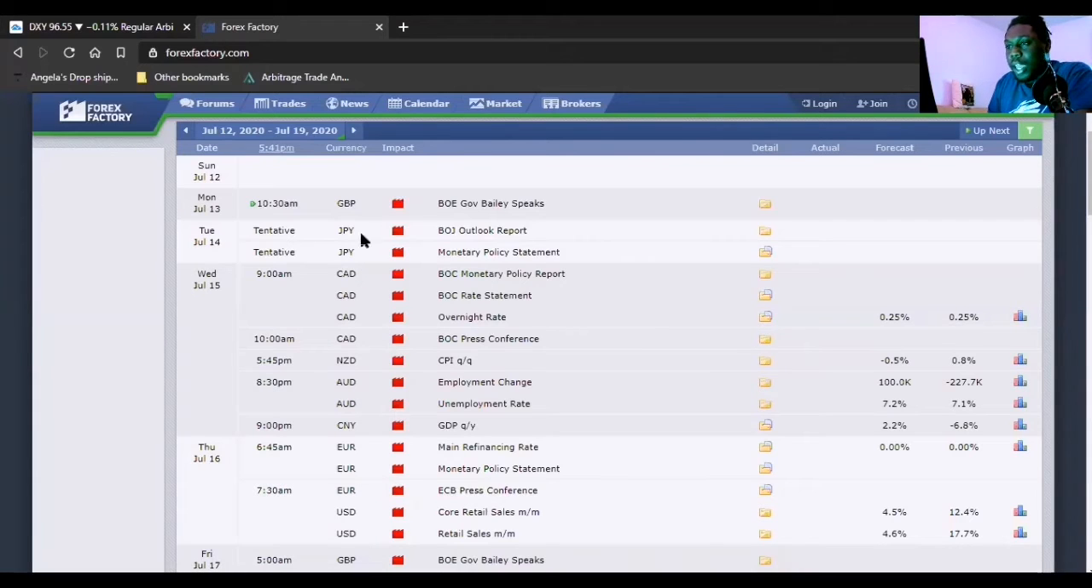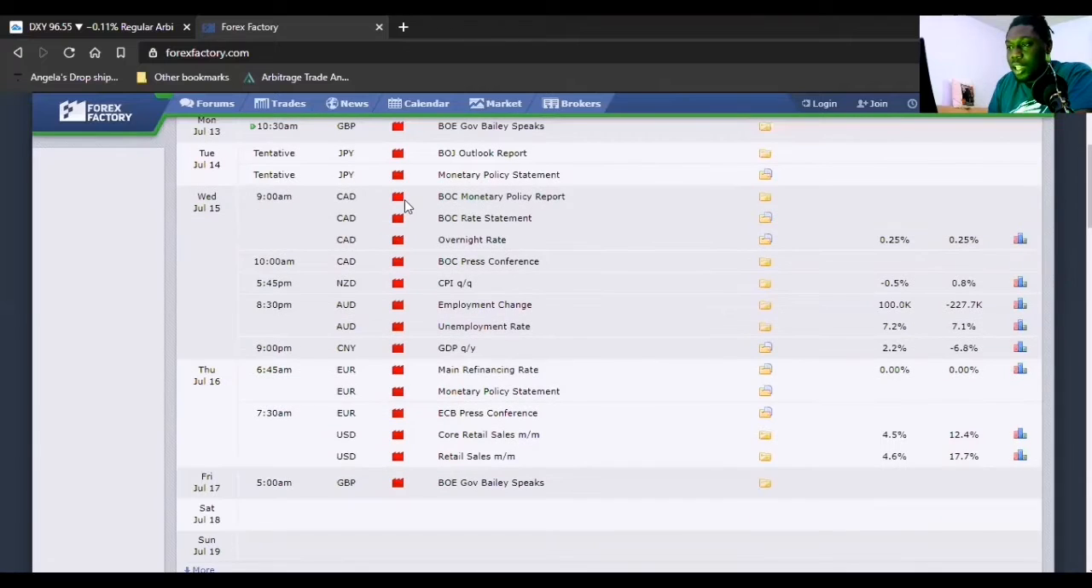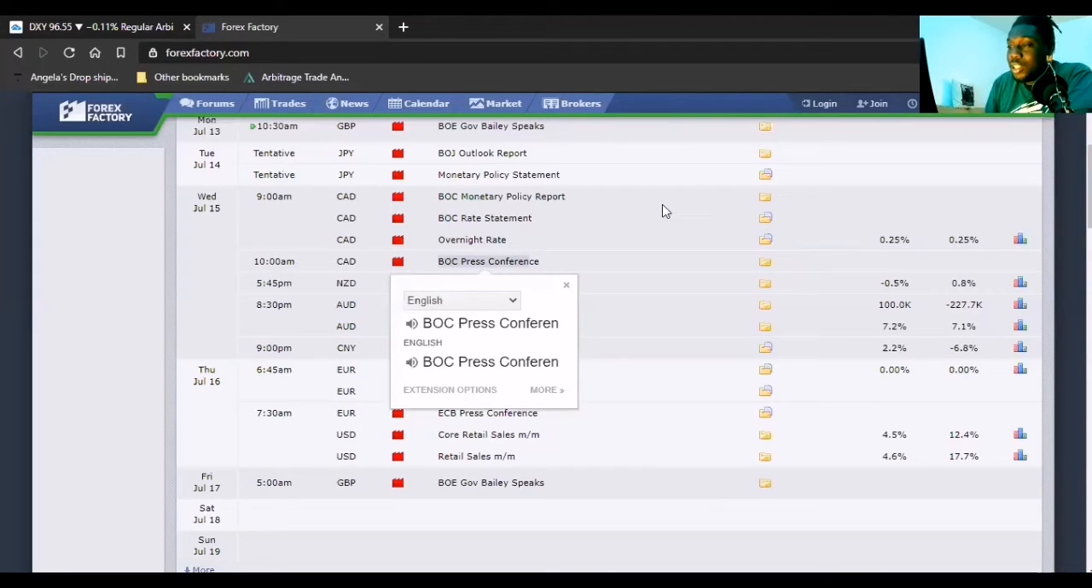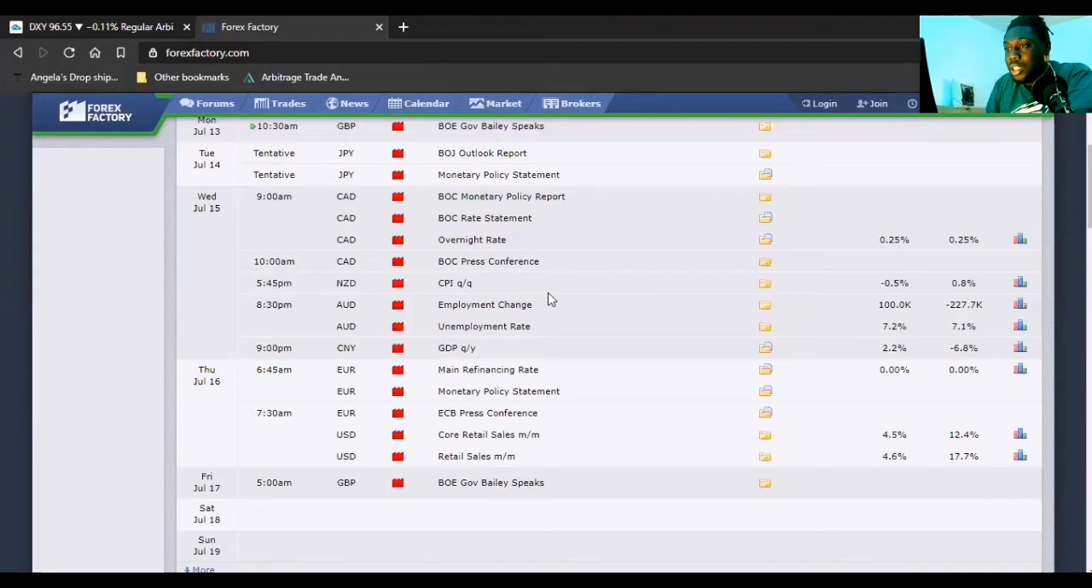Tuesday we have JPY news. When it says tentative, that means it could happen almost at any time, basically. So you want to watch for that. Wednesday, 9 a.m., we have Canadian dollar news, which is the monetary policy report, rate statement, overnight rate, and a press conference. So I could definitely be expecting some volatility in the Canadian dollar. That's something we watch for in pairs like USDCAD and others that I trade.